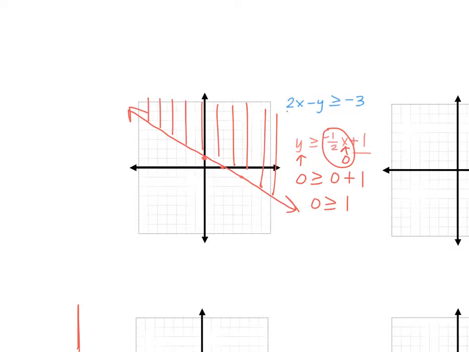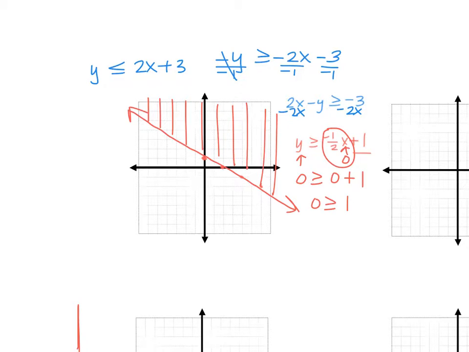So if we turn this into slope-intercept, take away the 2x from both sides. So you have -y is greater than or equal to -2x minus 3. Divide by -1. That means you now have y, flip your symbol, is less than or equal to 2x plus 3.